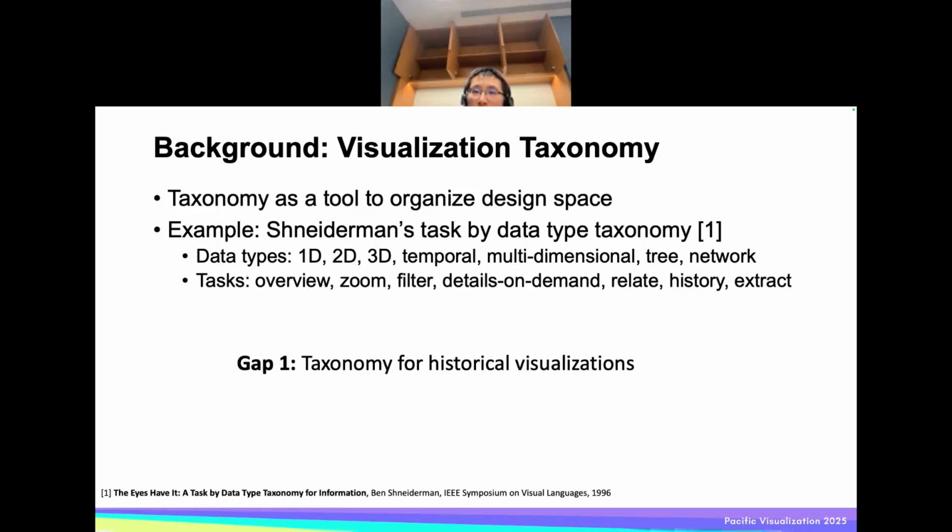Despite the wide use of taxonomies in the viz community, taxonomies for historical visualizations are underexplored. Additionally, we observed that the method for taxonomy development is usually not the focus of the related work and is thus often obscure. Therefore, we also aim to contribute a method and tools to operationalize taxonomy development.